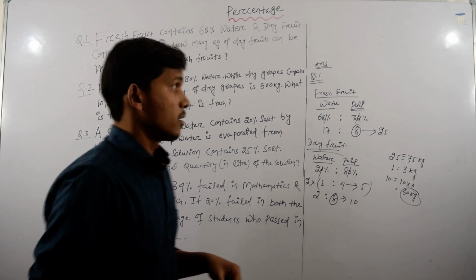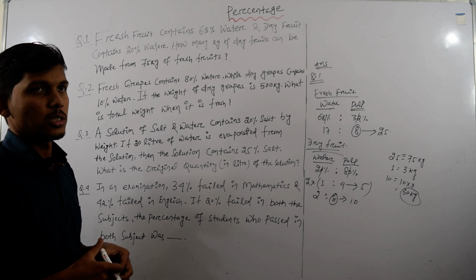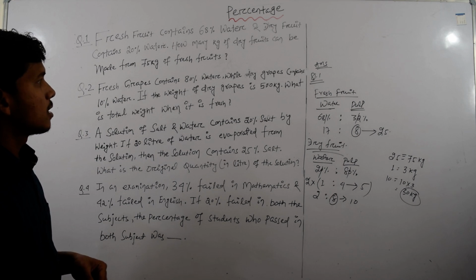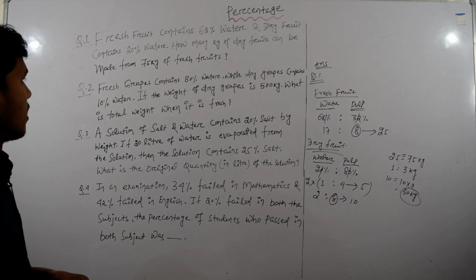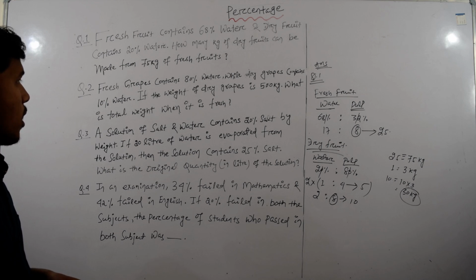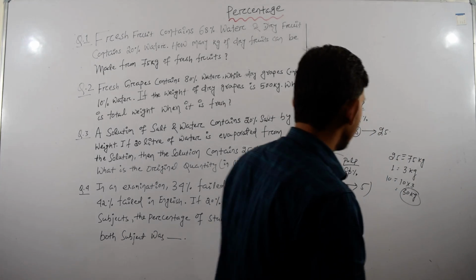Okay, next coming to the second question. The second question is very similar to the first question. Okay, the fresh grapes contain 80% water while dry grapes contain 10% water. If the weight of the dry grapes is 500 kg, what is the total weight when it is fresh? Okay, it is very similar to the first question.